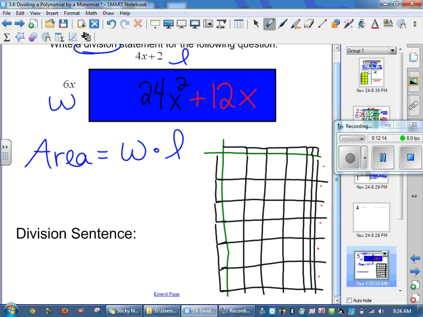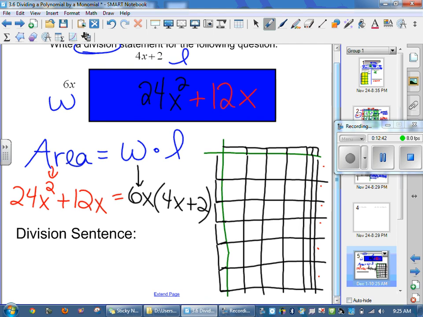Okay, so now we're going to write out area equals length times width. Now we know what our area is. Area is 24x squared plus 12x. And now we're going to write width times length. So my width is 6x times my length, 4x plus 2. There's width, there's length. There's my multiplication sentence.